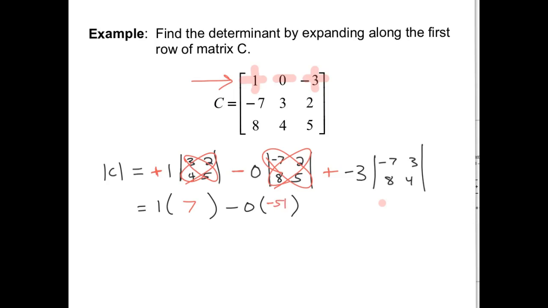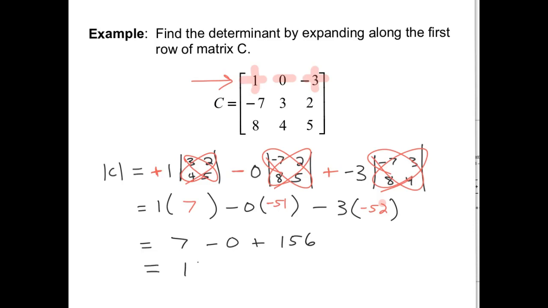Then I have plus a -3, so I can just write -3 if I want, and then I need to multiply that times that last determinant, which is -28 minus 24, which is -52. So that gives me 7 minus 0 plus 156. So my determinant for this is 163.